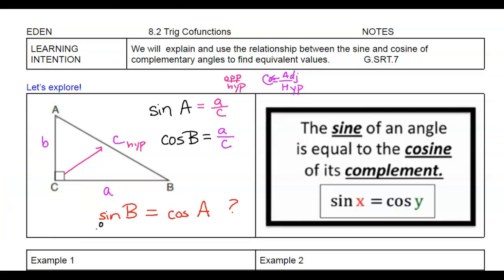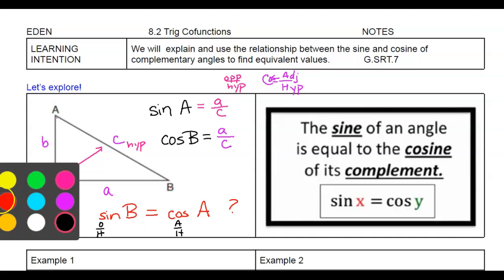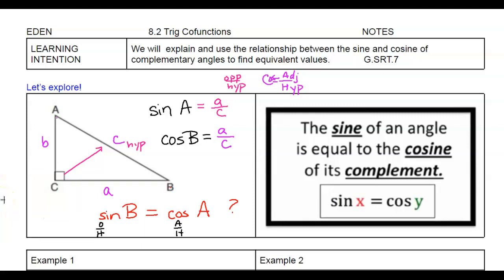Sine is opposite over hypotenuse. Cosine is adjacent over hypotenuse. So if we want the sine of B, here's B. I go opposite, which is b, over hypotenuse, which is c. And here's angle A. The adjacent is b, over hypotenuse c, and they are the same.